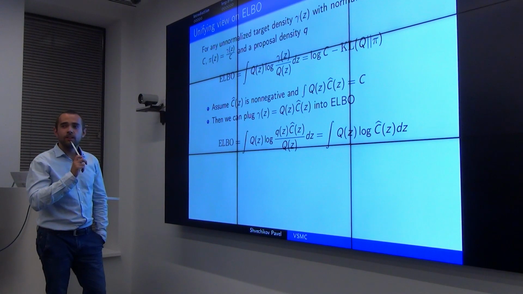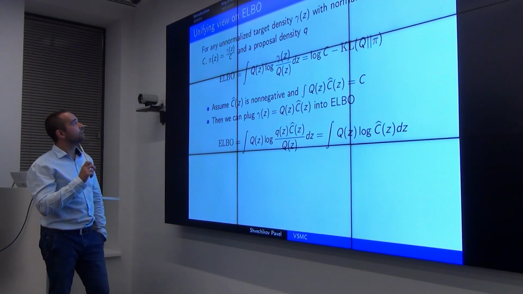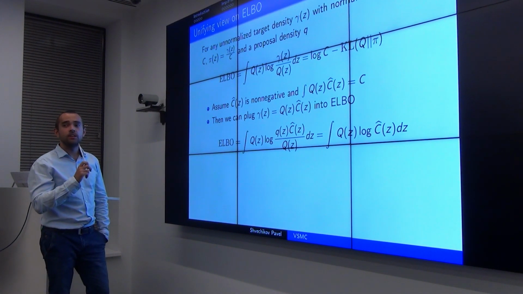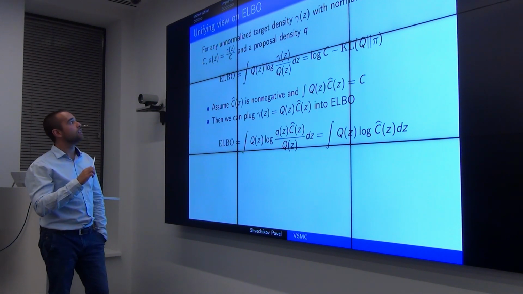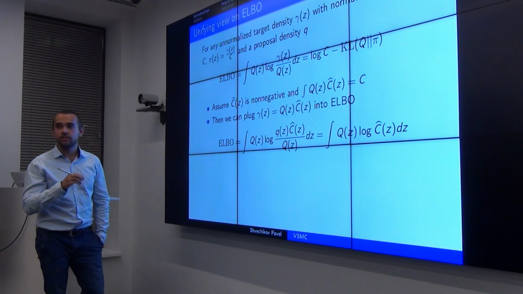Yes. I mean, C is by definition the integral of gamma. Then you just put the definition for the C hat into the integral over Q. The Q's go away, and the only thing we have left is C equals the integral of gamma. So what about the lower bound?